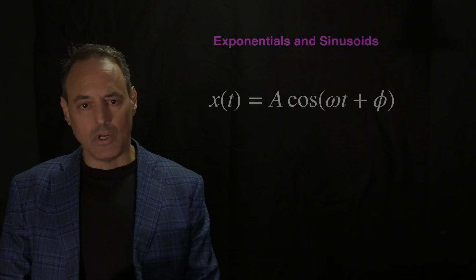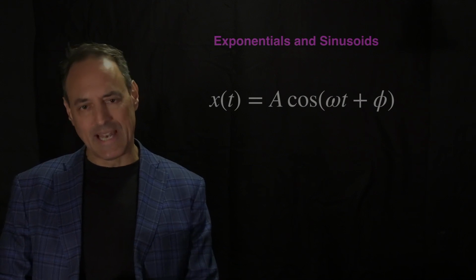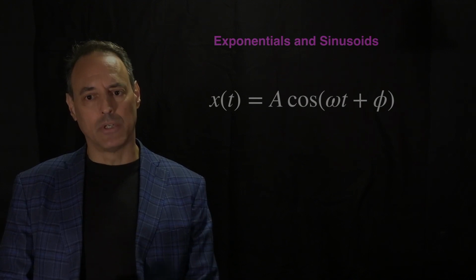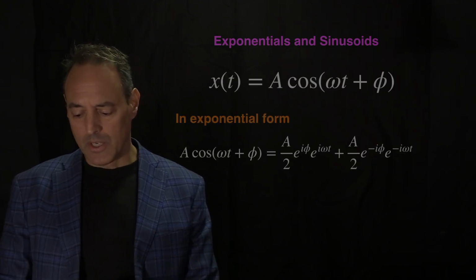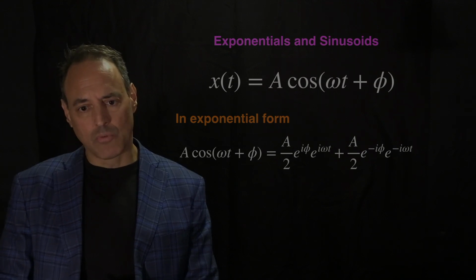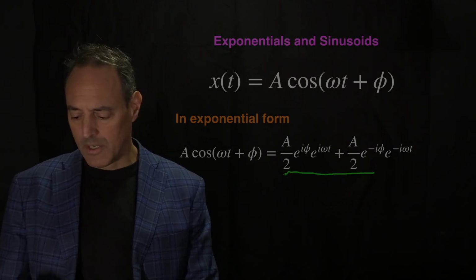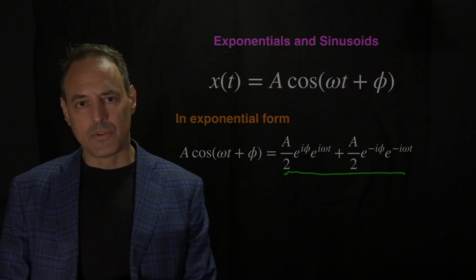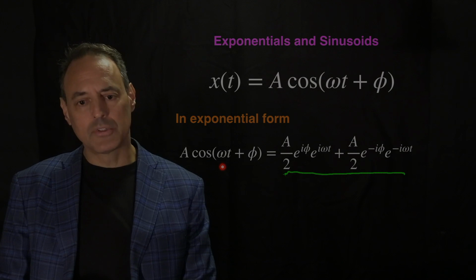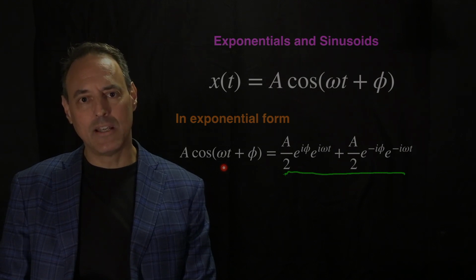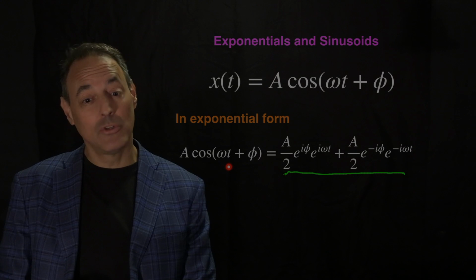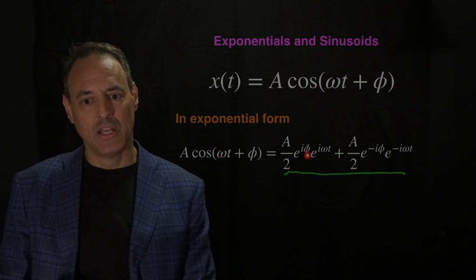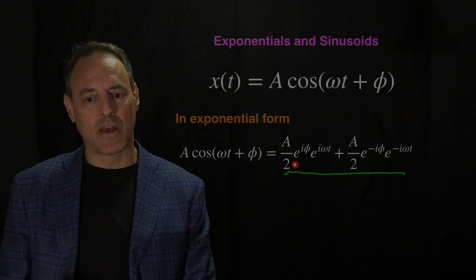All right, so let's talk about this more and make the connection more clearly between the exponential and sinusoids. Okay, so in exponential form, I can just write this cosine directly out in this form here. Cosine is e to the i omega t plus e to the minus i omega t, over 2. But now I have not just omega t, I have omega t plus phi. So this is kind of what you get in terms of that representation.